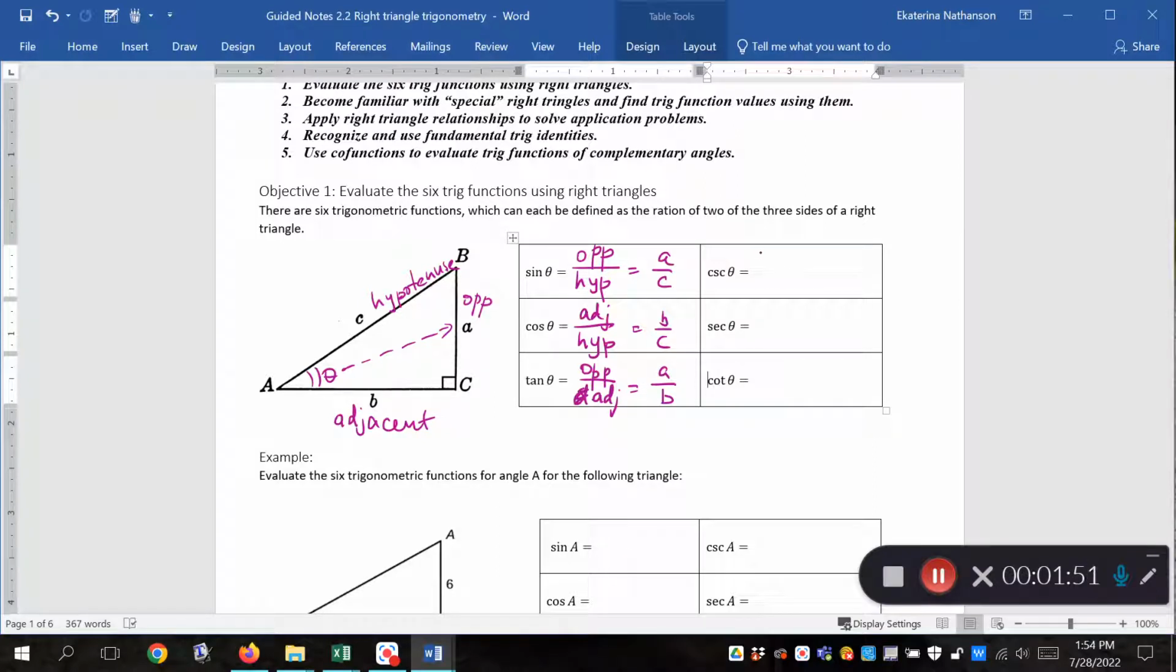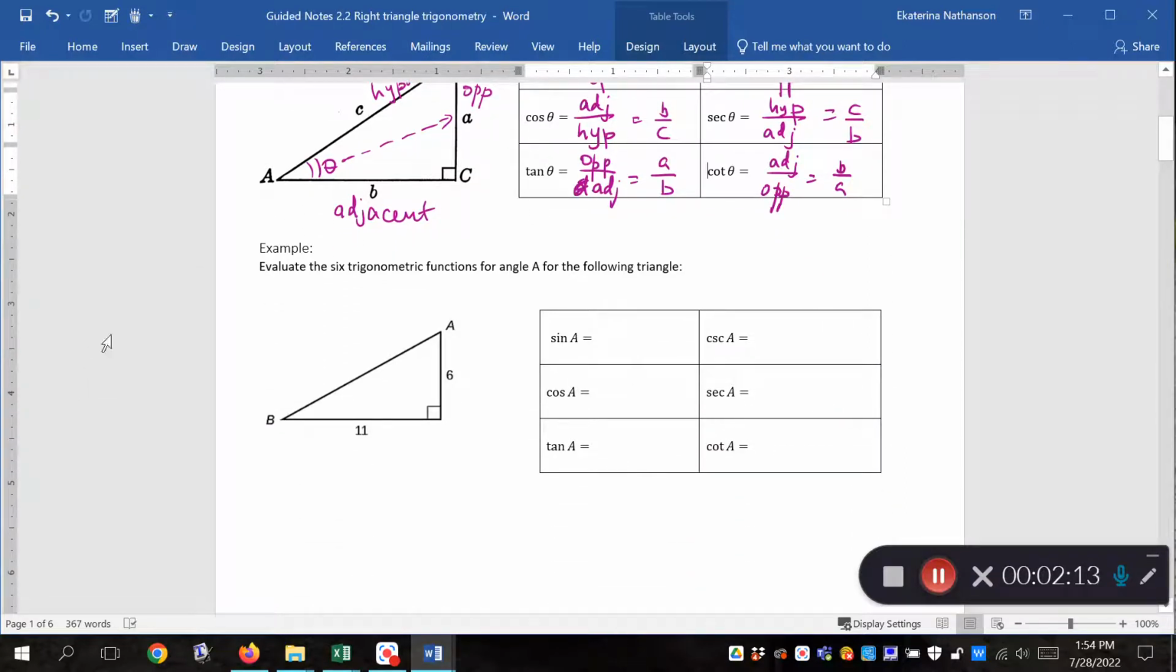So cosecant will be hypotenuse over opposite, C over A. Secant is hypotenuse over adjacent, or C over B. And cotangent will be adjacent over opposite, or B over A. Let's apply these formulas in the following examples.